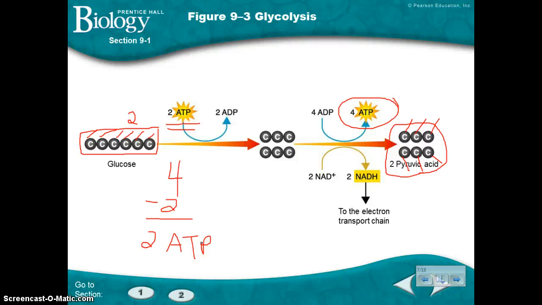And this step does not require oxygen. So if you're sprinting and sprinting and sprinting, your body can still do glycolysis because it doesn't need to add or use oxygen to make this reaction work. The last product of this is a few high energy molecules, and they're going to go to step 3 in this process, which is the electron transport chain.